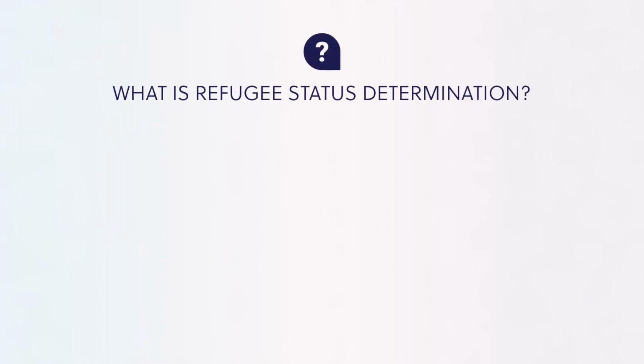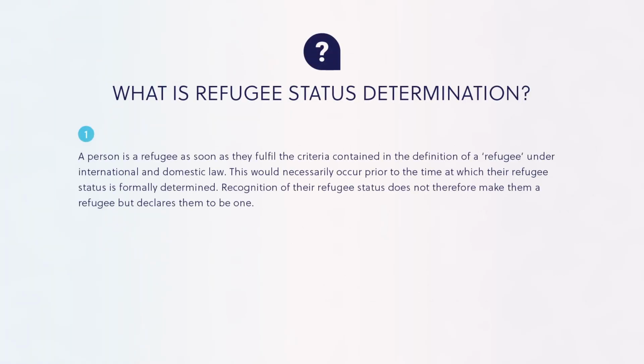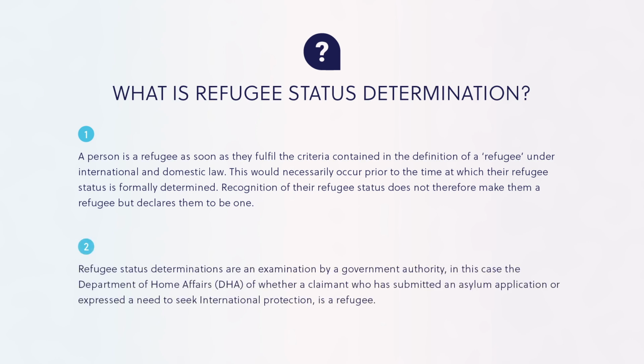What is refugee status determination? A person is a refugee as soon as they fulfill the criteria contained in the definition of a refugee under international and domestic law. This would necessarily occur prior to the time at which their refugee status is formally determined. Recognition of their refugee status does not therefore make them a refugee but declares them to be one. Refugee status determinations are an examination by a government authority, in this case the Department of Home Affairs, of whether a claimant who has submitted an asylum application or expressed a need to seek international protection is a refugee.